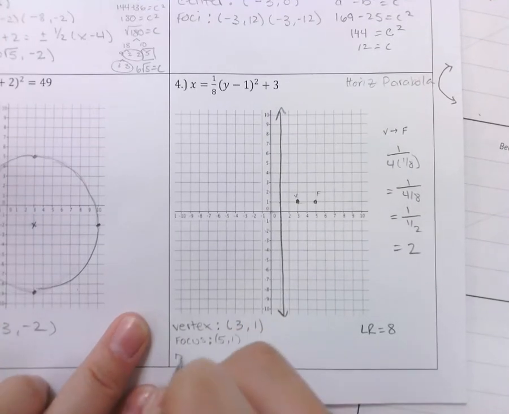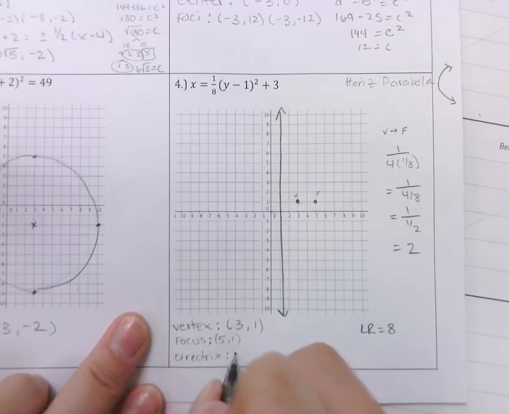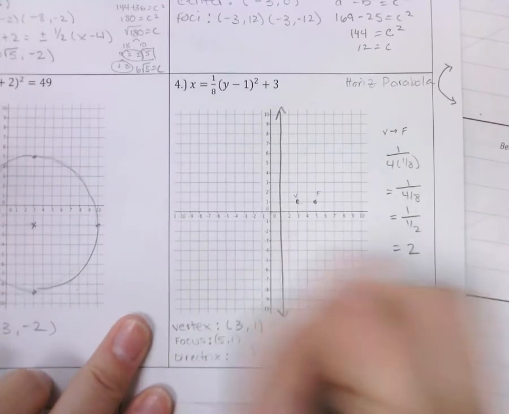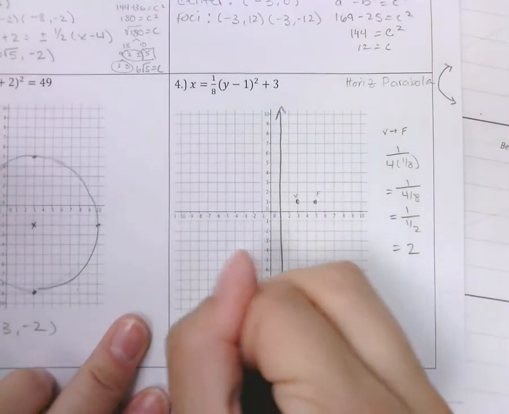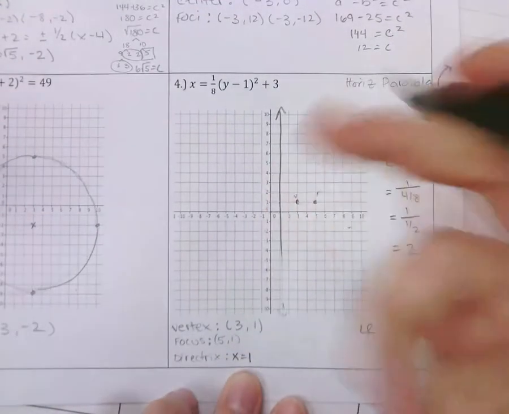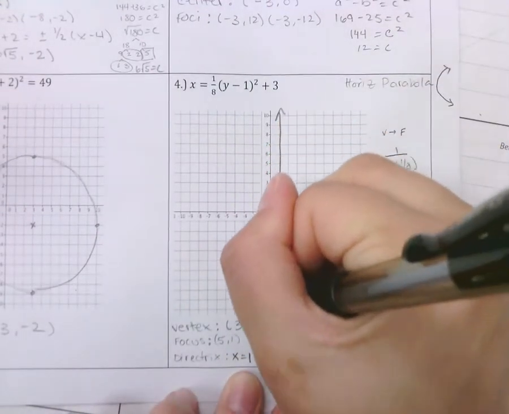So your focus is at 5, 1, and your directrix is at x equals 1, because it's a line. The latus rectum is 8 units long, so we can just do that now, I guess.